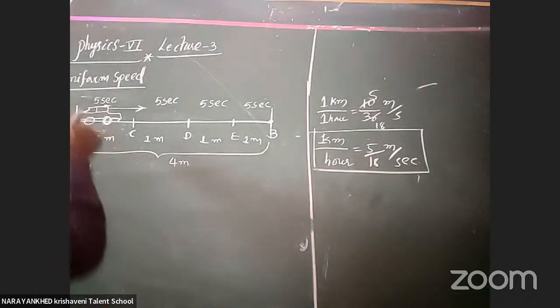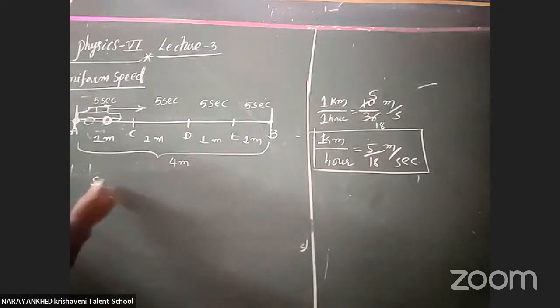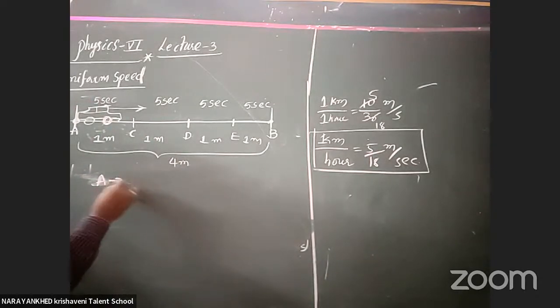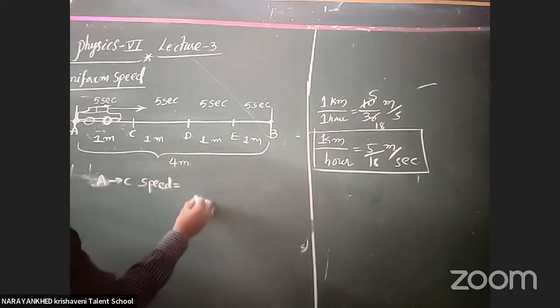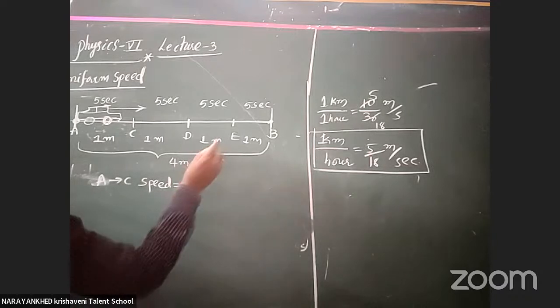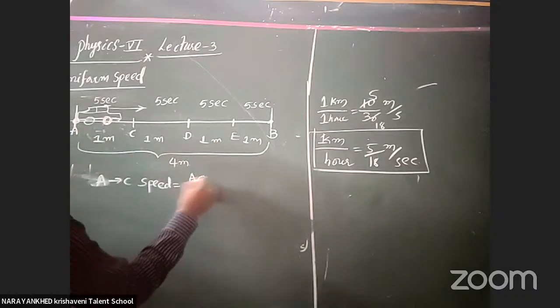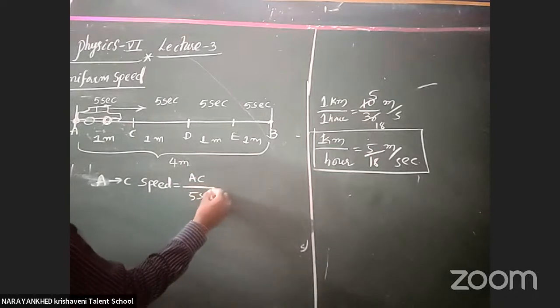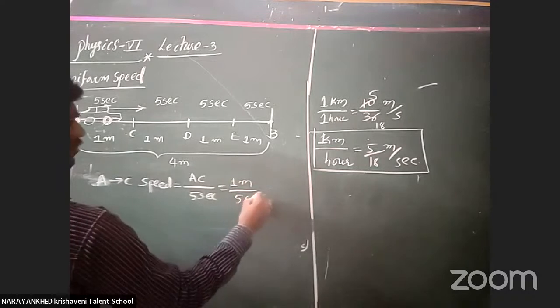Now there is 1 meter per 5 seconds. From A to C, what is the speed of this body? You know very well: speed is equal to distance by time. What is the AC we considered? 1 meter by 5 seconds. Got it or not?